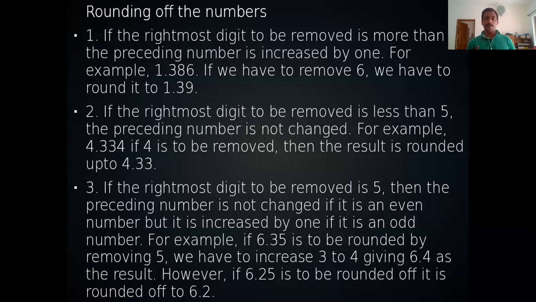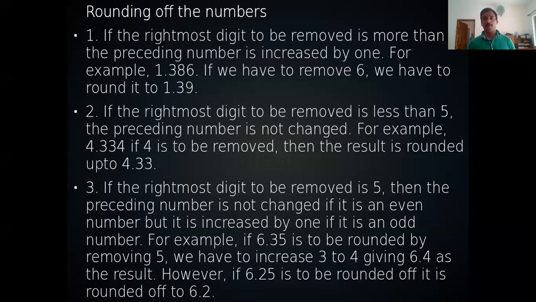Which are the common rules for rounding off numbers? If the rightmost digit to be removed is more than 5, the preceding number is increased by 1. For example, if you see the example, that will be clear to you.